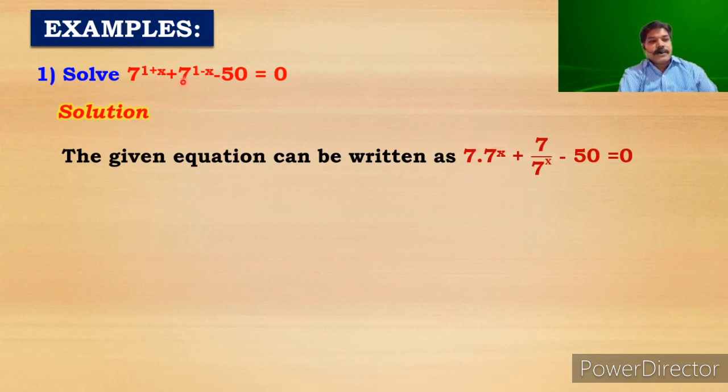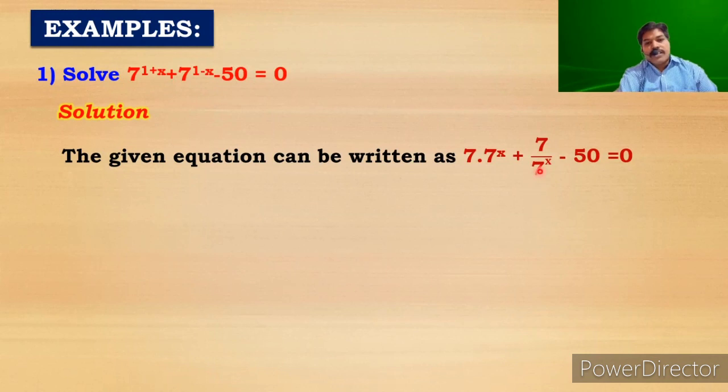Similarly, see the second term 7 power 1 minus x. 7 power 1 minus x is in the form of a power m minus n. A power m minus n you can write as a power m by a power n. So that is nothing but 7 power 1 by 7 power x minus 50 is equal to 0. So after getting this equation, take 7 power x as the LCM.